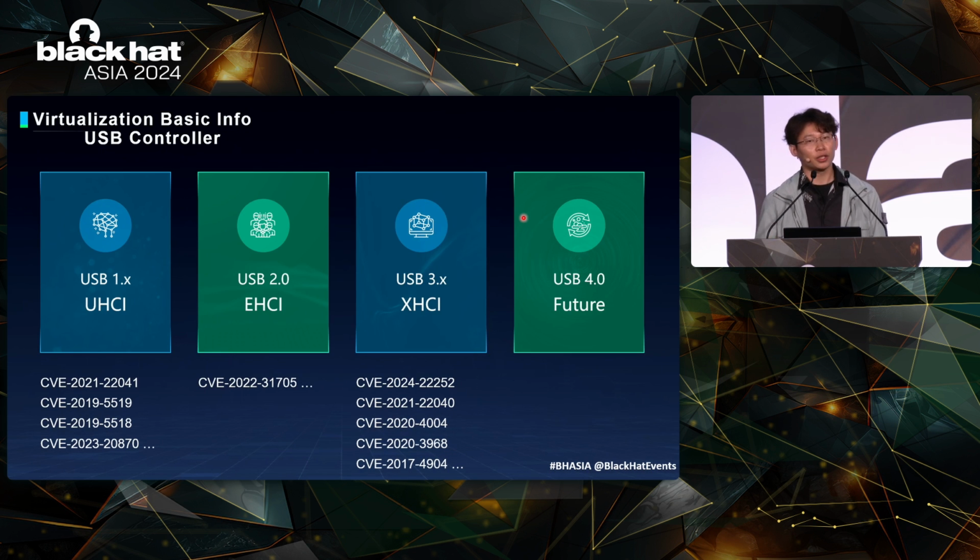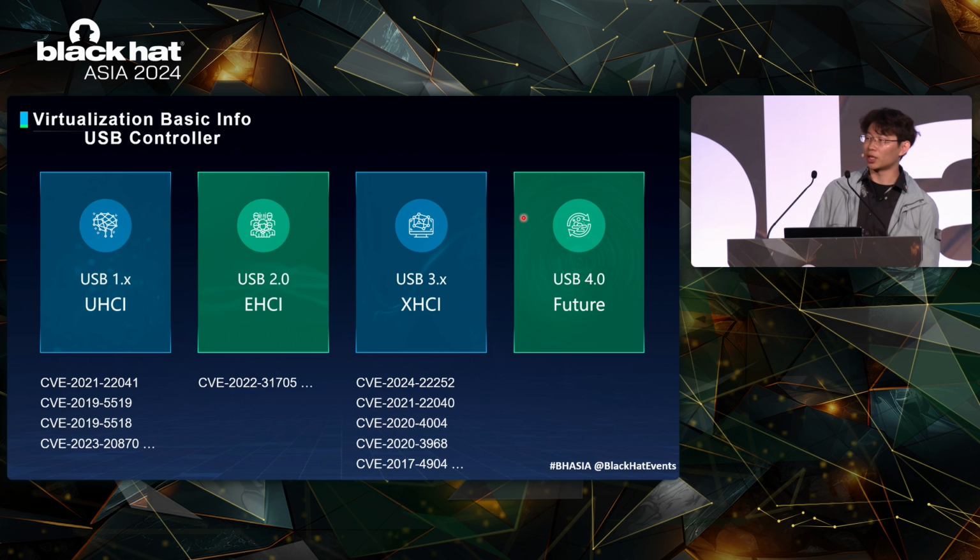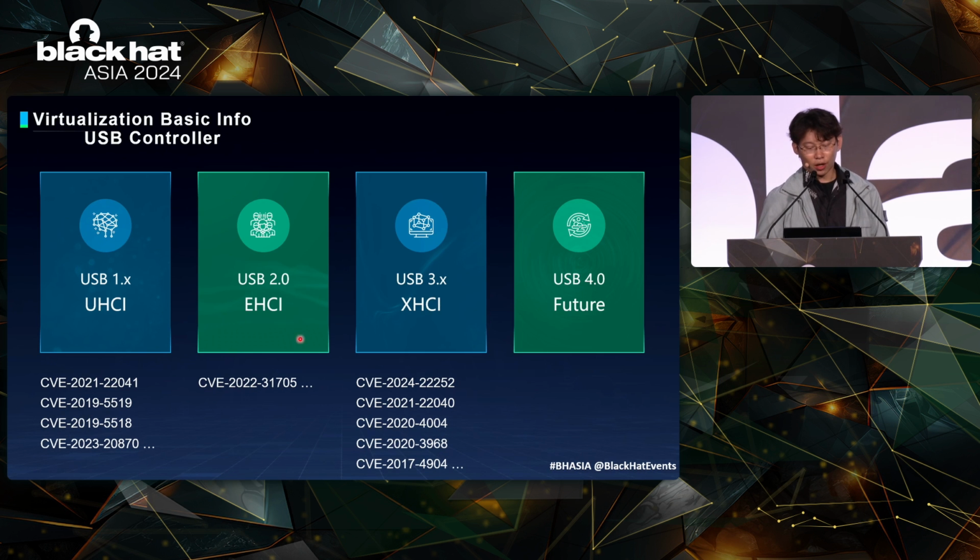After addressing the key questions, let's begin to explore the USB controller. So far, VMware has implemented 3 USB controllers: the USB 1 series, known as UHCI; USB 2.0, known as EHCI; and the USB 3 series, known as XHCI. Perhaps in the future, we can see the implementation of the USB 4 series. These are some publicly known CVE numbers for VMware escapes, so interested parties can look into them later.